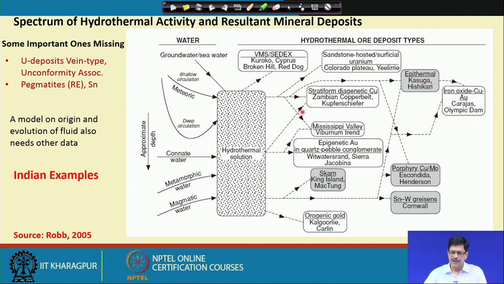And then out of this, we will definitely be more interested to see which type of deposits we do get, the representative or well studied ones in the Indian context. Some of the deposits are not well studied or well documented in the Indian context, still it would be worthwhile to look at their characteristics in terms of the nature of the fluid, the sources of the fluid, and the way the fluid has been interpreted to have evolved during the entire spectrum of hydrothermal activity.